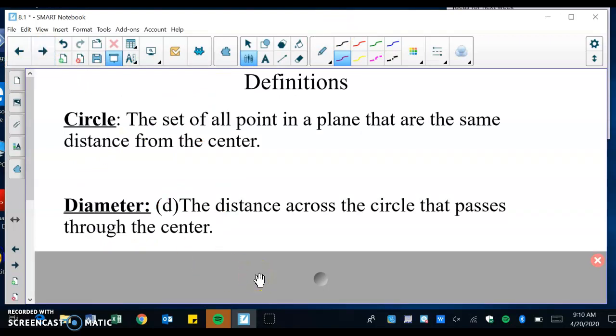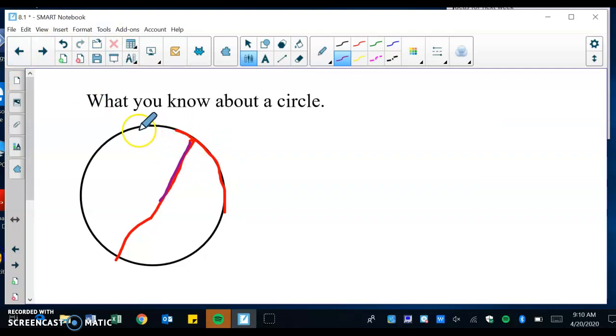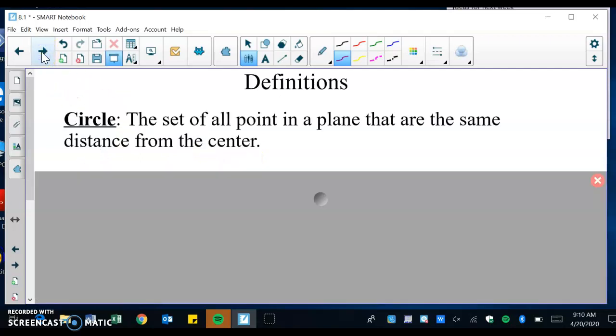So, your definitions: this would be the perfect time to write them in a notebook if you want. A circle is a set of all points in a plane that are the same distance from the center. If we go back to our picture, all of these would be the same distance from the center. That means the radius I draw in purple to this point would be the same as over here, and the same in here. So all three of these points on my line are the same distance away from the center of the circle.